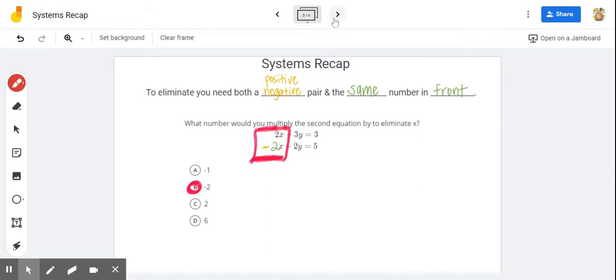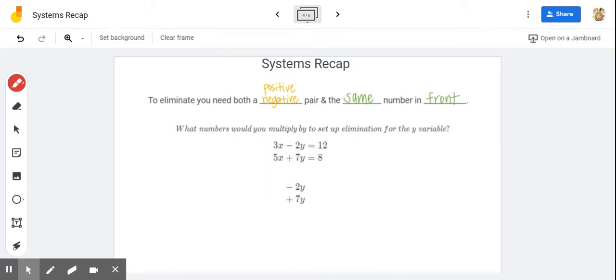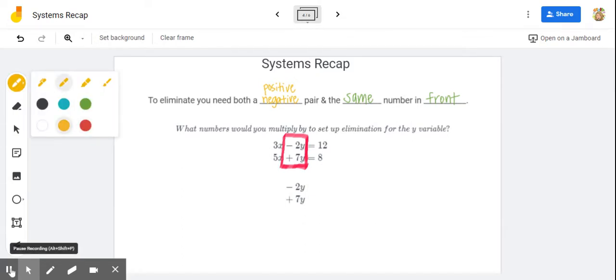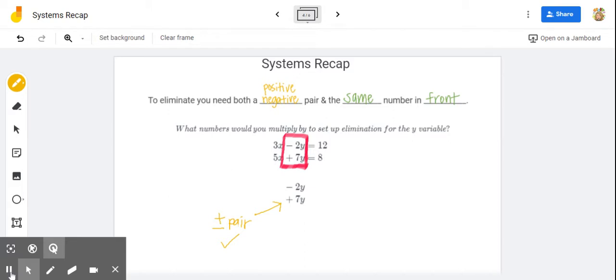All right, so taking a look, guys, another possible question is dealing with y's. So it says, what numbers would you multiply by to set up elimination for the y variable? So you'll see that I kind of took it out here and set it out to the side. So notice we already have a positive negative pair. That's good. So we already have that positive negative pair.